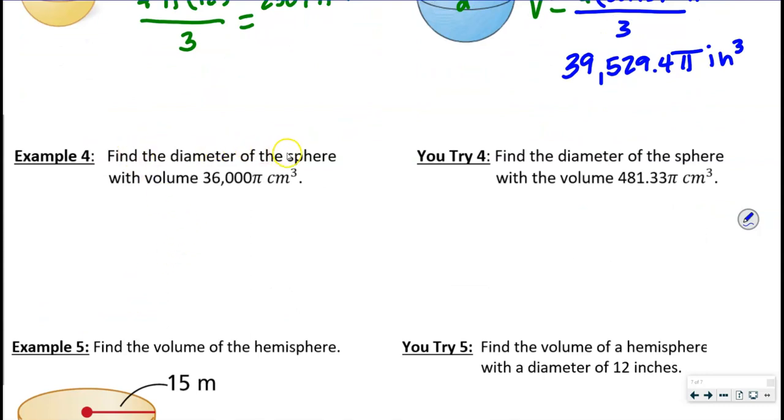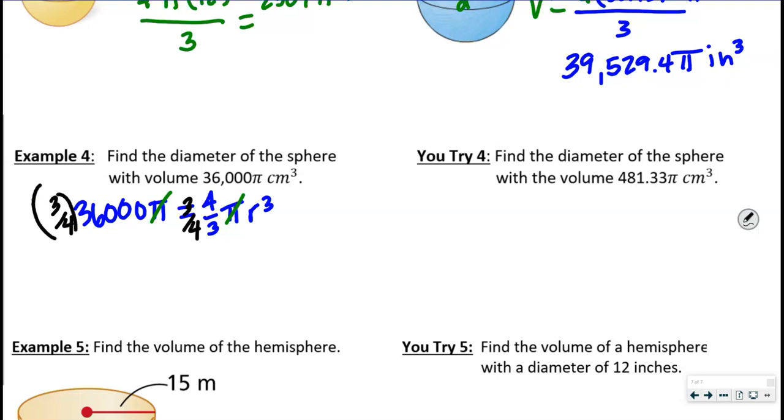It says find the diameter of the sphere with a volume of 36,000 pi. So our volume is 36,000 pi, and that's equal to 4/3 pi r cubed, right? Notice pi's on both sides of the equal sign, so it's going to cancel out. How do we get rid of the 4/3 again? Yep, you got it. We're going to multiply it by 3/4, and we're going to multiply this by 3/4. Multiply 3/4 of 36,000, and I think you get 27,000, right? 27,000. And that's equal to our r cubed.